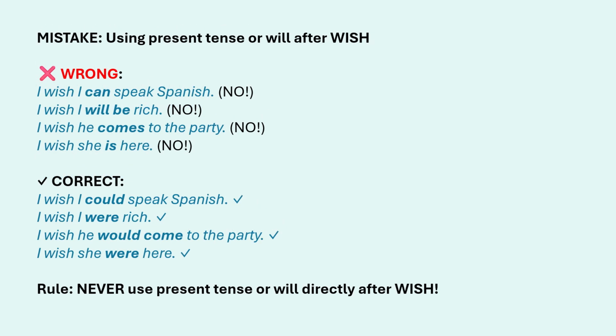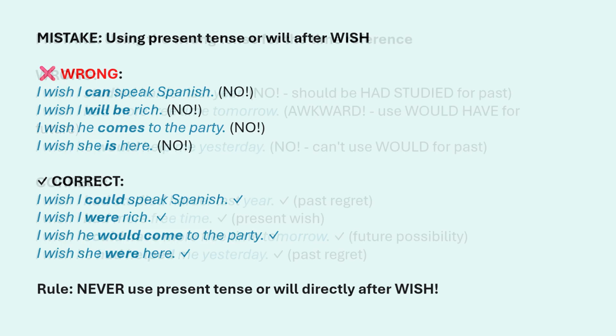Mistake: using present tense or will after wish. Wrong: I wish I can speak Spanish. No. I wish I will be rich. No. I wish he comes to the party. No. I wish she is here. No. Correct: I wish I could speak Spanish. I wish I were rich. I wish he would come to the party. I wish she were here. Rule: never use present tense or will directly after wish.